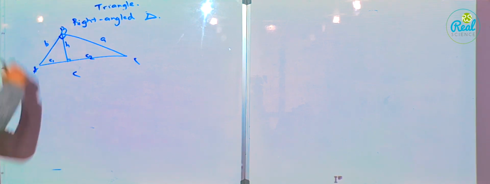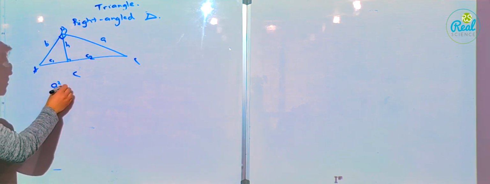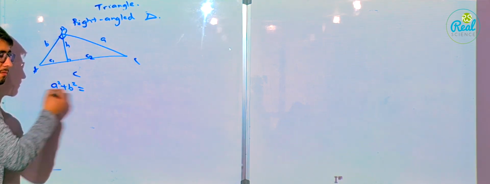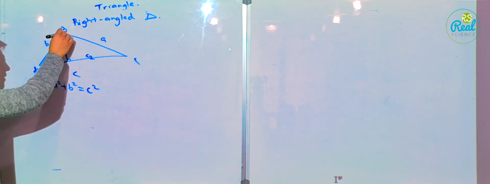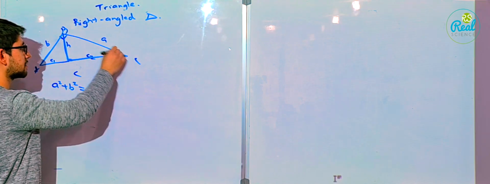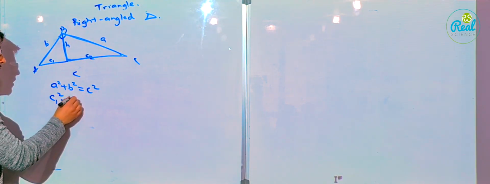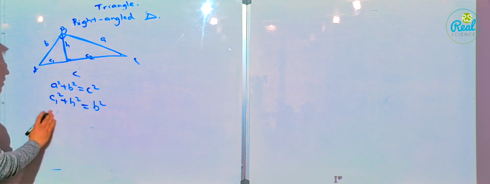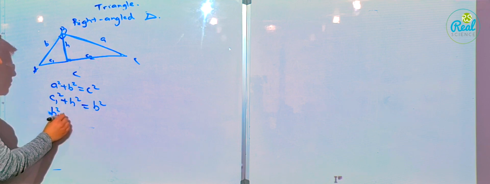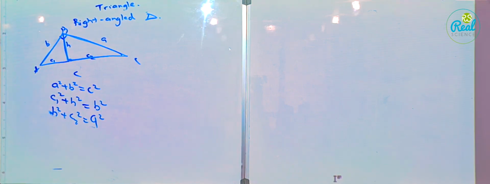So right angle triangle. First of all, let's write the Pythagorean theorem. A square plus B square equals C square. And I have the Pythagorean theorem for this small and second small triangle. So C1 square plus altitude square equals B square. Altitude squared plus C2 square equals A square, right? Yes?